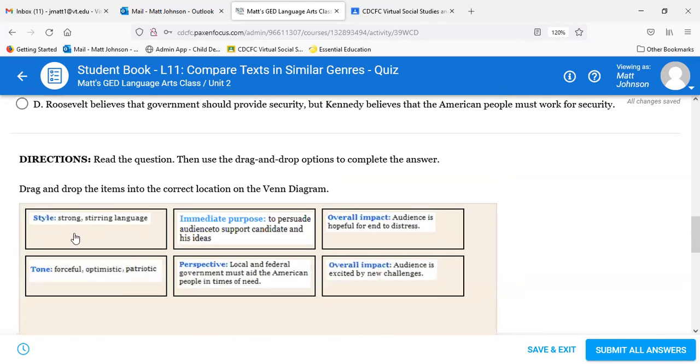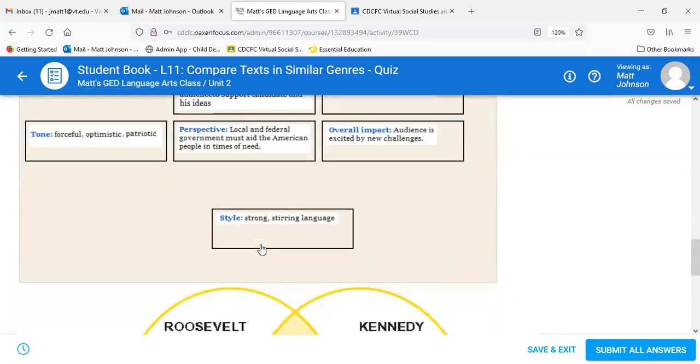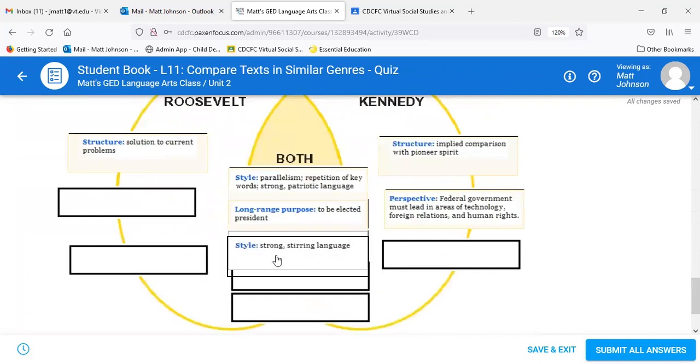Strong, stirring language. Roosevelt, Kennedy, or both? Both, right? And I mean, that's going to be pretty characteristic of a nomination address, right?